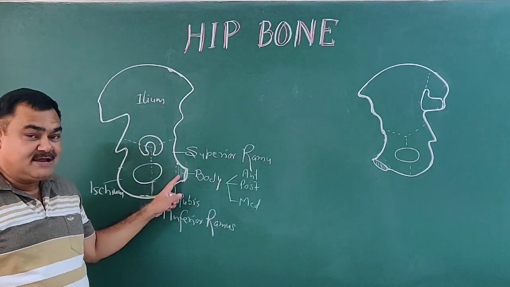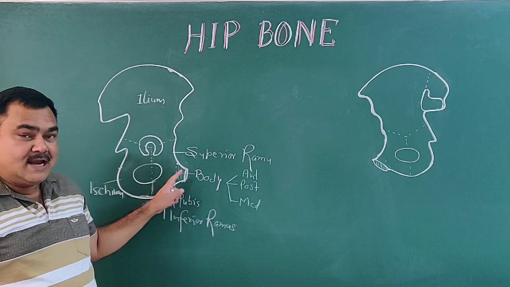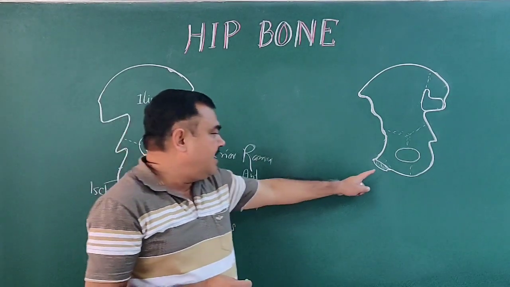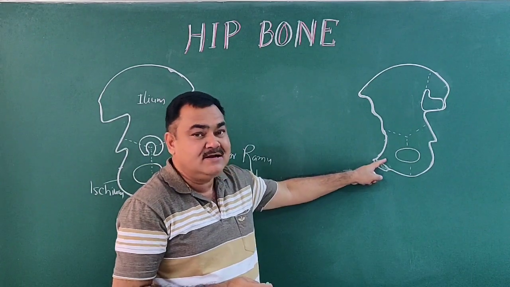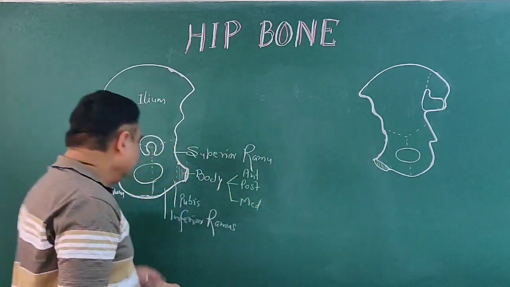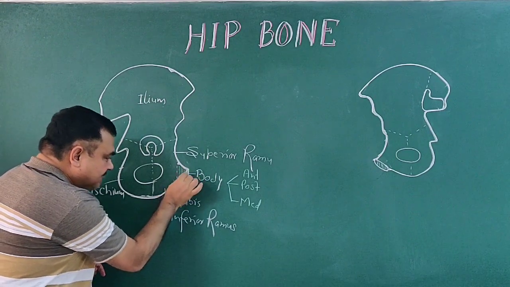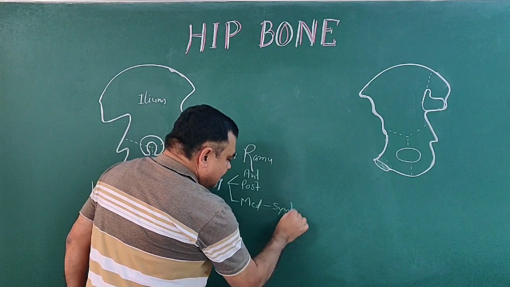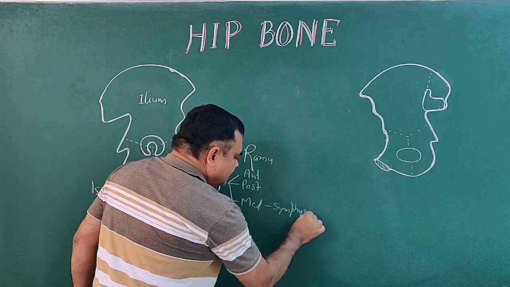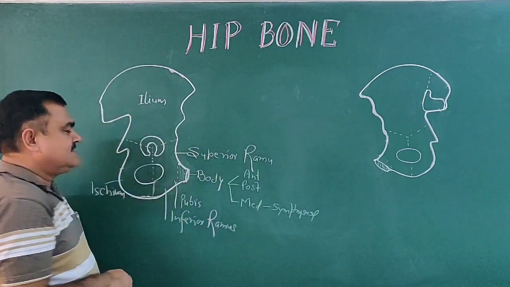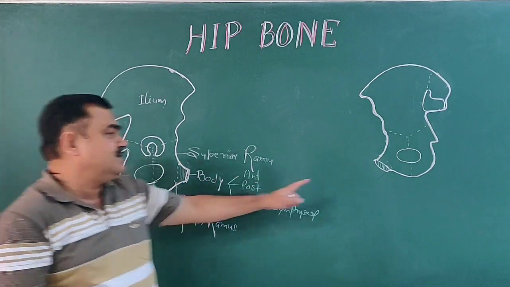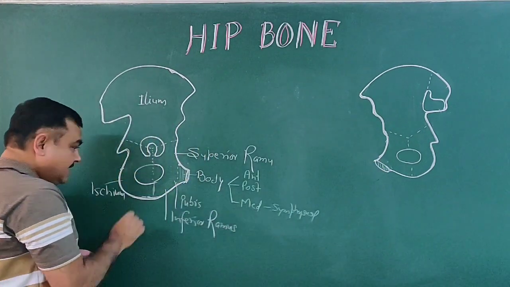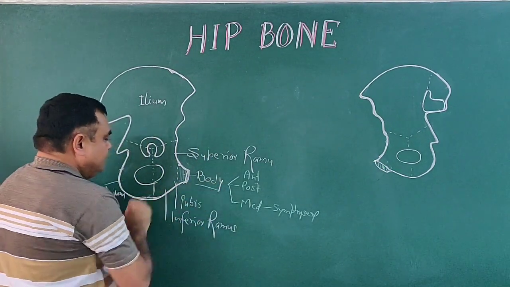The anterior surface is directed forward, downward and laterally, and the posterior surface is directed upward and backward. Here is the medial surface, which is also the symphyseal surface. The posterior surface is also the pelvic surface. It has three surfaces. Now the borders.